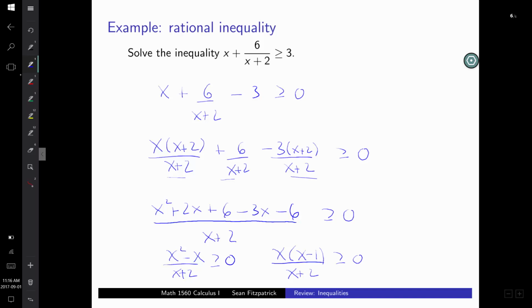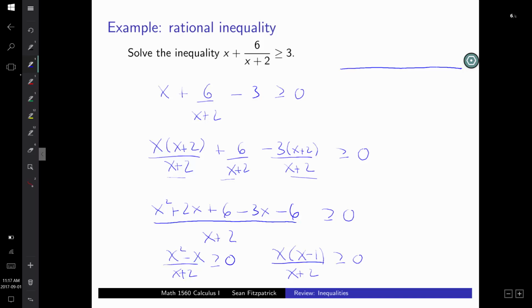So now again, the way we finish things off is we go to a sign diagram. We say, what are our points of interest here, right? We have x times (x - 1), and then we divide by (x + 2), right? So again, three numbers being combined, depending on the signs of those three numbers, the outcome is going to be either positive or negative.